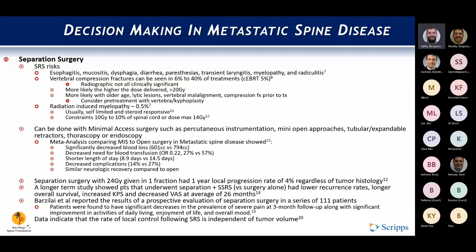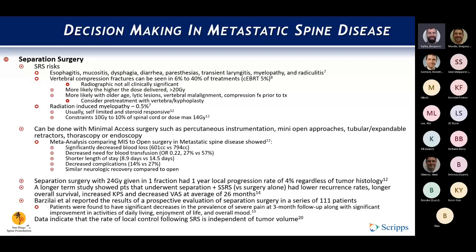And then the overall outcomes of separation surgery, if you're able to give that 24 gray in one fraction, the 1-year local progression rates of 4% were seen, and that's regardless of tumor histology. In a longer-term study comparing separation plus stereotactic versus surgery alone showed that the separation surgery group had longer overall survival, increased performance scores, decreased pain at 26 months. Another study showed that patients undergoing separation surgery had decreased pain at 3 months, improved activities of daily living, enjoyment in life, and overall mood.